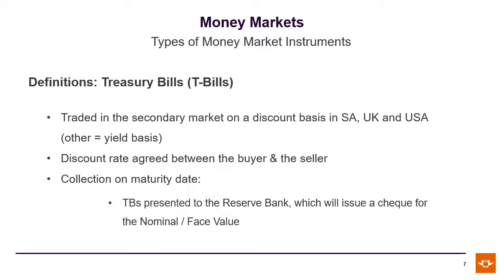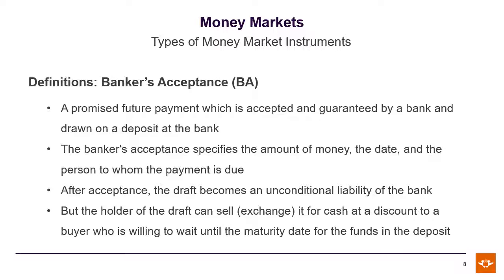A banker's acceptance is a discount money market instrument issued by the private sector or an individual. It is a bill of exchange drawn on and accepted by a bank, and it is a negotiable security. What we have here is a promised future payment, which is accepted and guaranteed by a bank, and it is drawn on a deposit at the bank.